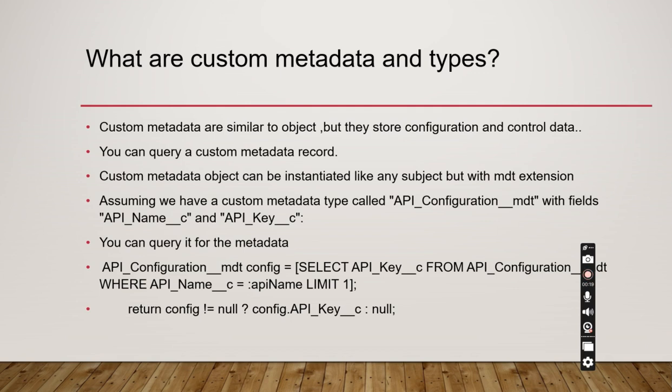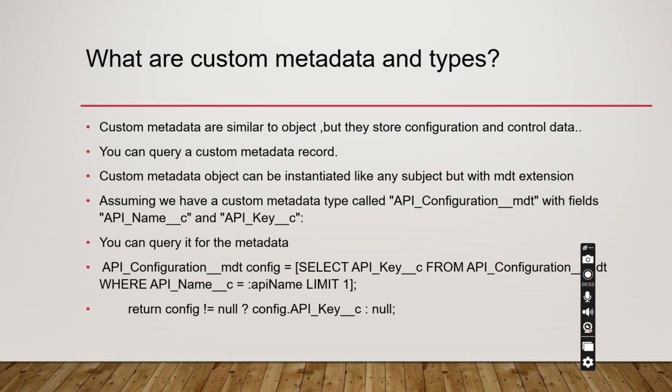They store configuration and control data like custom settings, but custom metadata is more advanced, and going ahead you should use custom metadata. There are some benefits, which we'll see. First of all, you can query metadata records like you do a normal table. A custom metadata object can be instantiated like any SObject, but it has an __mdt extension. Now, suppose you create a custom metadata type in which you want to store the API keys for some remote object. Say if you want to access some particular Google Drive, you have an API key for that.